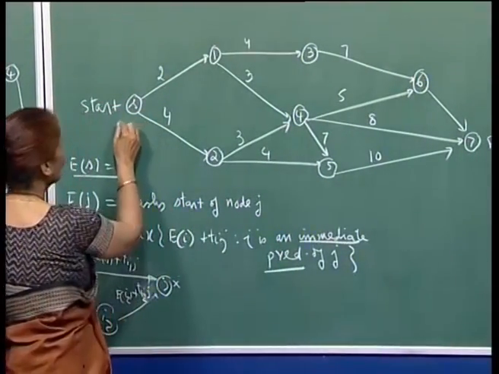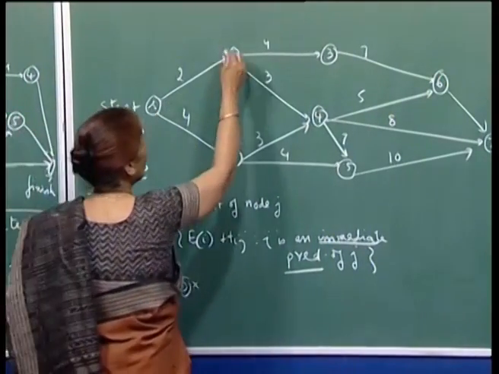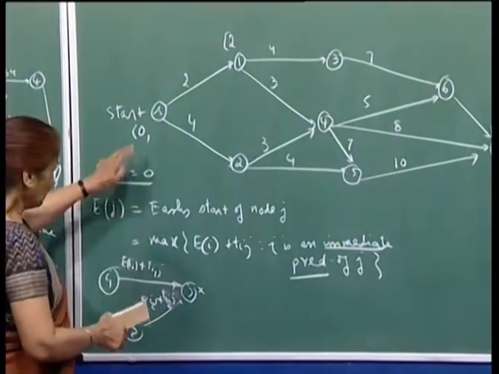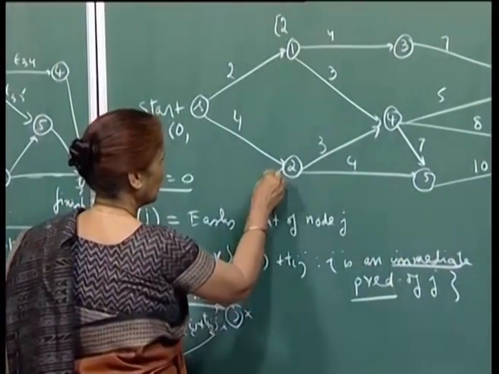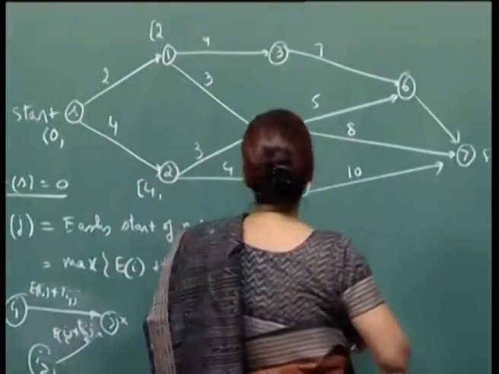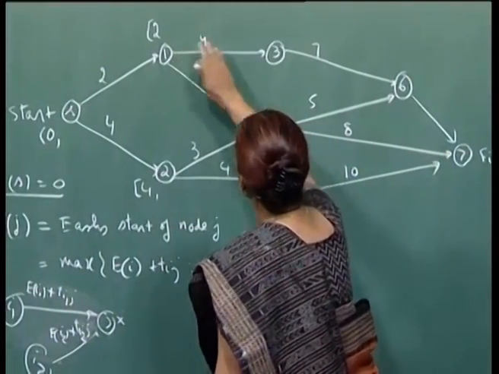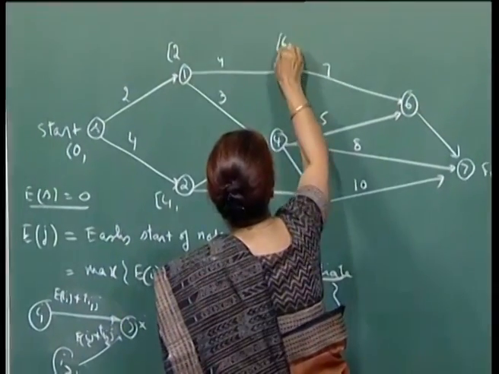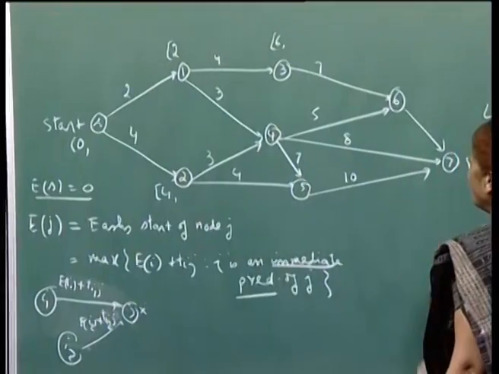Let us quickly write this down. Here there is no problem because start is 0. I will write the numbers as this and then I will complete. Here this will be 2, because this is 0. Similarly here it will be 4. Now let us come to node 3. Here again there is only this predecessor, so there is no question of max. This will be simply 6. I am not completing the other part, which we will do after I define the finish.